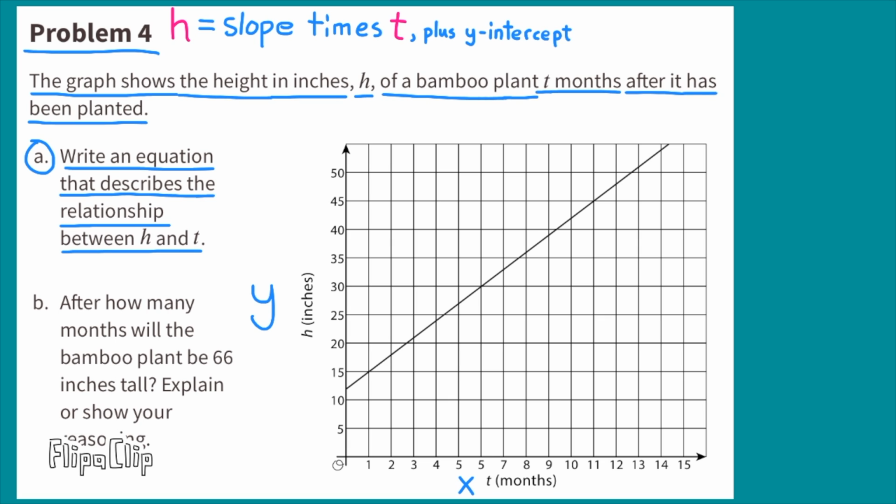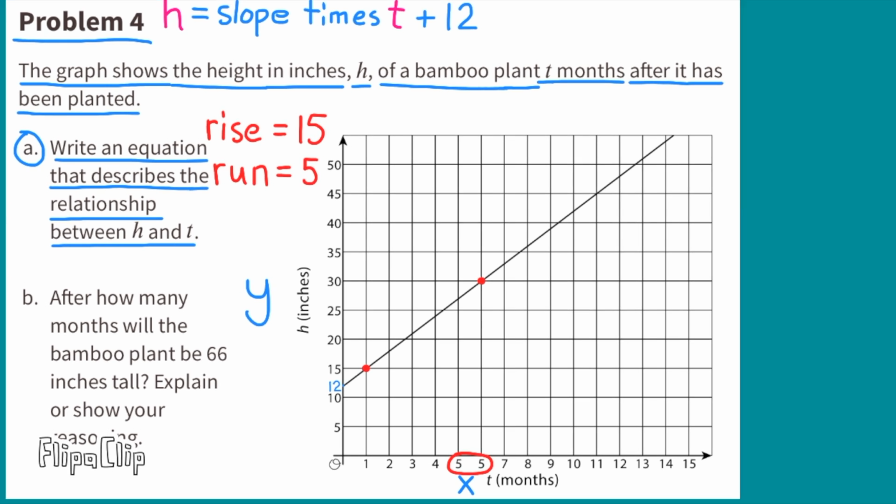Now it reads h equals slope times t plus y-intercept. And the y-intercept is 12. So the equation would read h equals slope times t plus 12. Since the rise is 15, counting by 5s, and the run is 5, counting by 1s, the slope is 15 over 5, which is the same thing as 15 divided by 5, or 3.